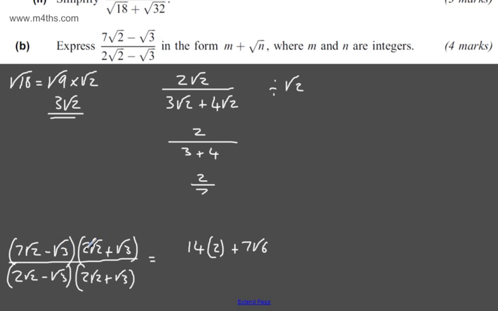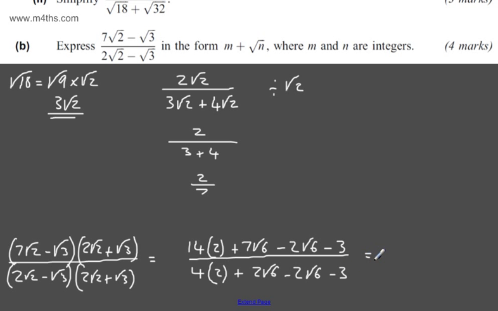I've got minus root 3 multiplied by 2 root 2. We'll have root 6. So this is going to be minus 2 root 6. Finally, the root of 3 times by the root of 3 is 3. We've got a negative and positive. Therefore, this will simply be minus 3. In the denominator, we're going to create the difference of squares. If we have 2 root 2 times by 2 root 2, that's going to give me 4 lots of 2. Then we'll have plus 2 lots of root of 6, so 2 root 6, minus 2 root 6, which is going to cancel. And then finally, root 3 times by root 3, we're going to have now 1 positive, 1 negative, which is going to give me minus 3.